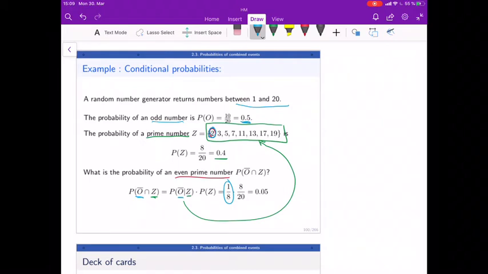And then we've got to multiply this with the probability of just a pure prime number. We've calculated it before. It's 8 over 20, 40%. We multiply, and obviously out comes 5%, which is exactly 1 over 20. 1 in those 20 numbers is even and prime. So it comes out right.